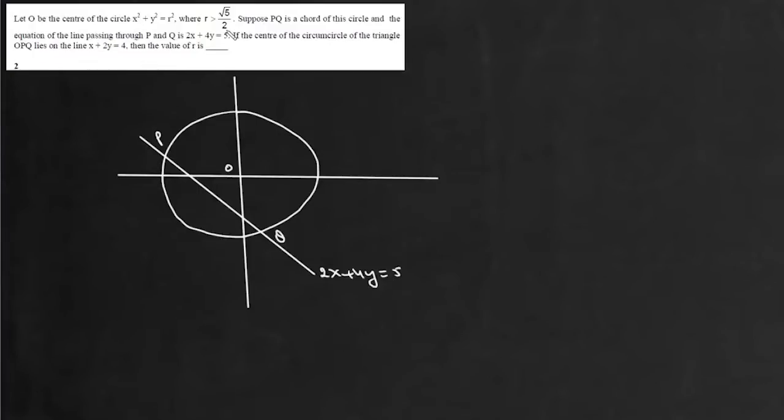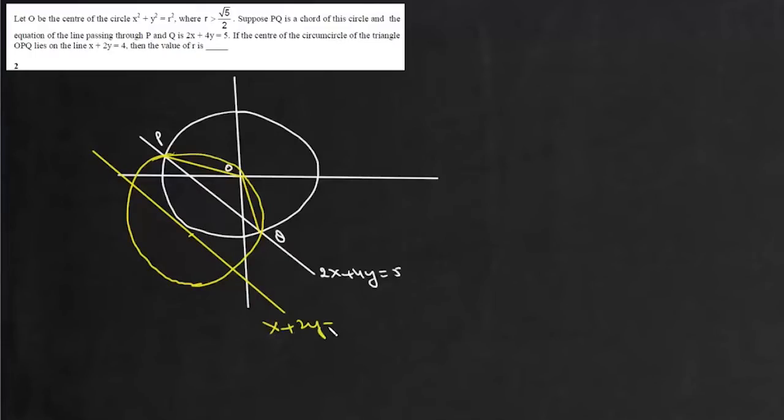Now it says the circumcircle of triangle OPQ lies on x plus 2y plus 4 equals 0. So we have this circumcircle of triangle OPQ, and it lies on this line which is parallel to the given line. So it will lie on this line, which is x plus 2y equals 4. Then we have to find the value of r.